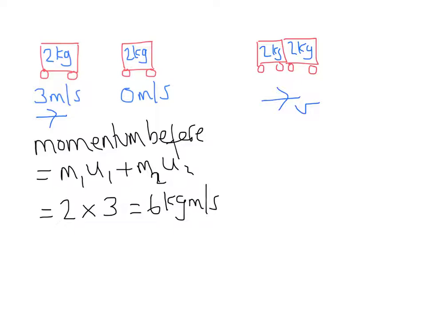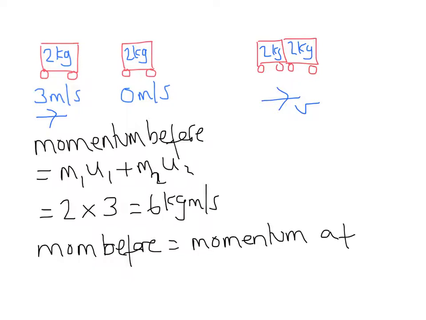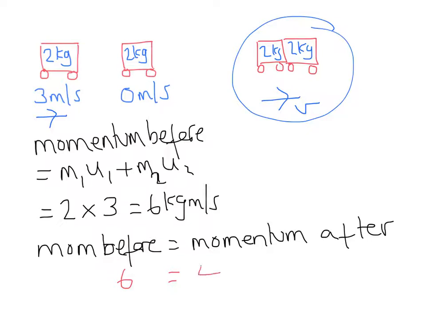So by conservation of momentum, momentum before equals momentum afterwards. So we have 6, as we've just calculated. That equals the momentum afterwards. So the momentum afterwards is mass times velocity. The mass is now 4 kilograms because they're combined together. So we have mass 4 times the velocity. Our velocity is v because we don't know what the velocity is.